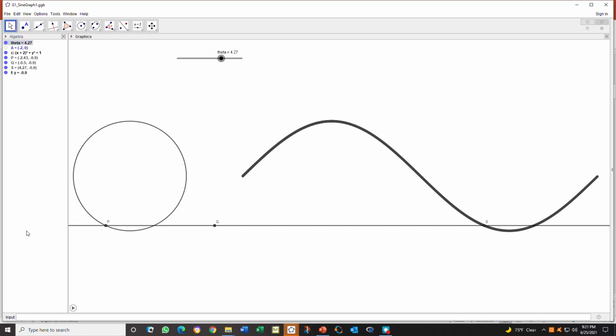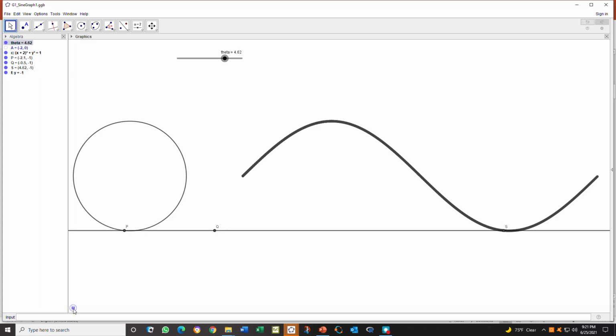So this is what a sine graph looks like. And what I have done is just taken this theta to go from 0 to 2 pi and back to 0 to 2 pi. That's why it's coming back like this.